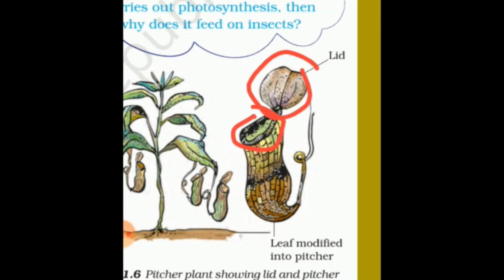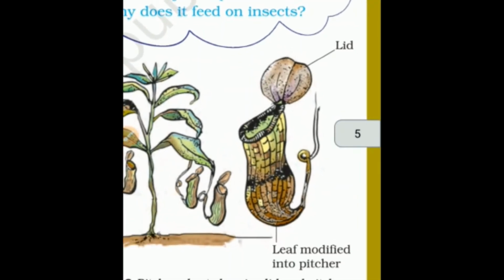When an insect lands in the pitcher, the lid closes and the insect gets entangled in the hair. The lid closes and the insect is trapped. The insect is digested by the digestive juices secreted in the pitcher and the nutrients are absorbed. So this type of plants are called insectivorous plants. I think you can understand easily.